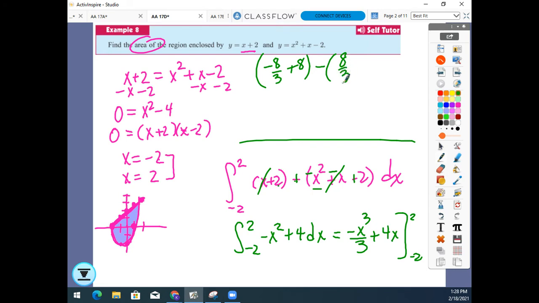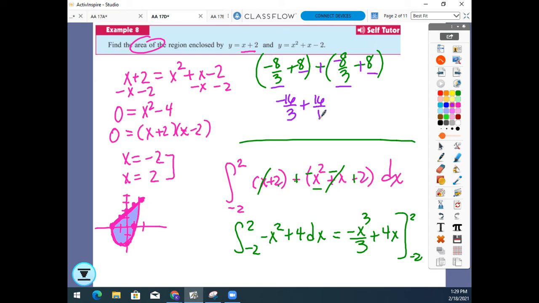So +8/3 minus 8. All right, so I'm going to go ahead and distribute this negative, because then what I get is -8/3 and -8/3 is -16/3 plus 8 and 8 is 16.